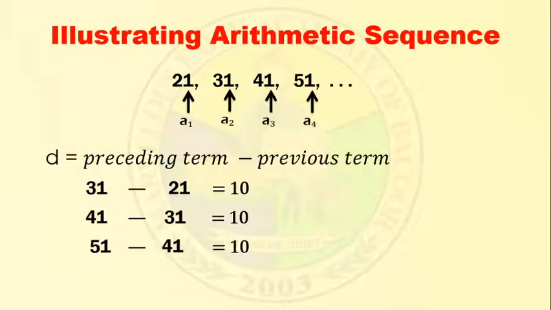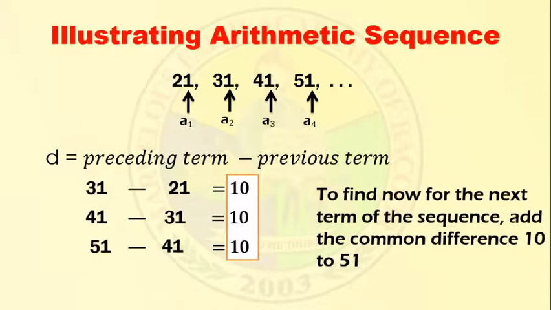Okay, so, ang nakuha nating sagot ay 10. Therefore, pare-pareho po silang sagot or difference. Therefore, 21, 31, 41, and 51 is an example of arithmetic sequence. And to find the next term, we're going to add the common difference, which is 10, to 51. Okay? So 51 plus 10, the answer is 61. So that is now the next term in our sequence.